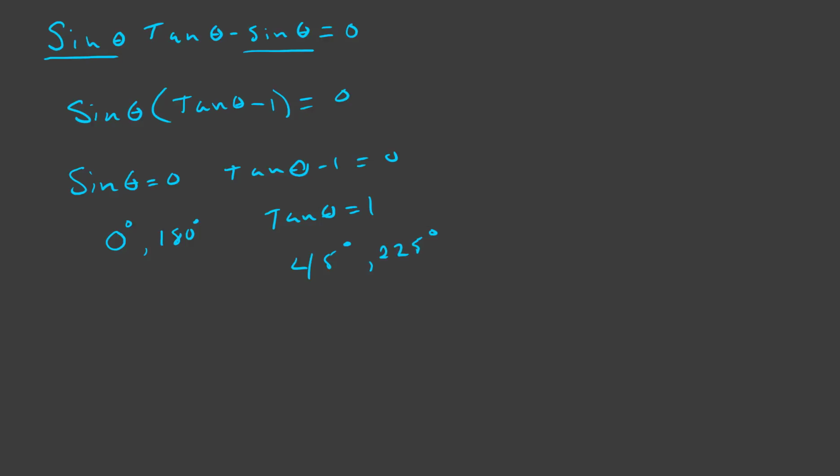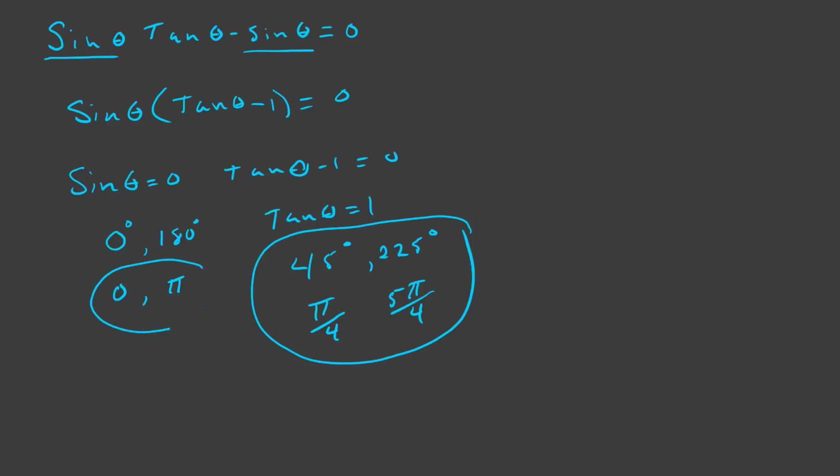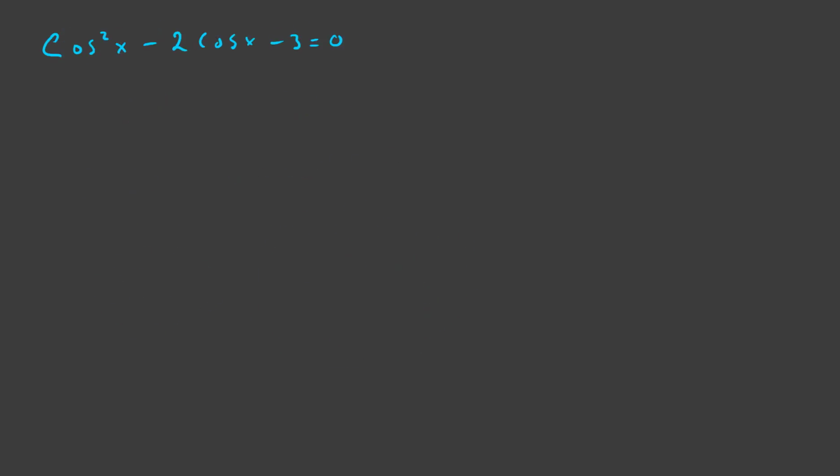Again, if you want to express these in radians, or if you were asked to, 0 and pi. 45 degrees is pi over 4, and 225 degrees is 5 pi over 4. There's our solutions. Example 2, we have cosine squared x minus 2 times cosine x minus 3 equals 0.